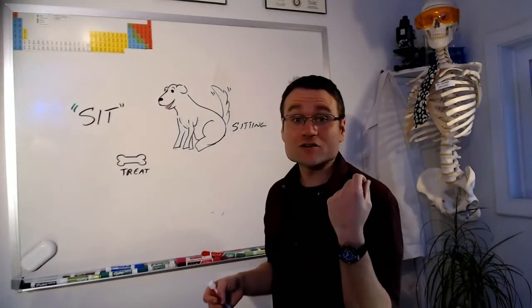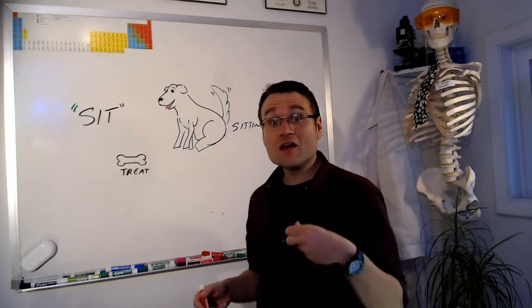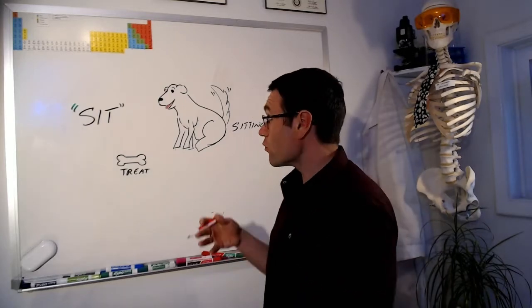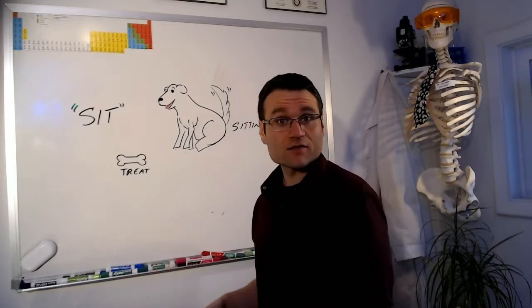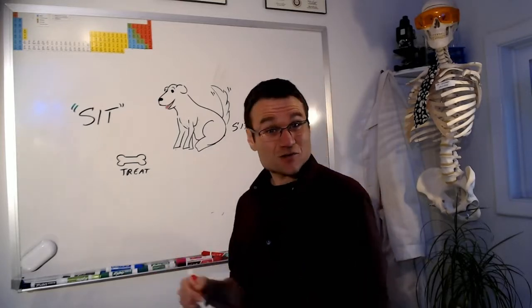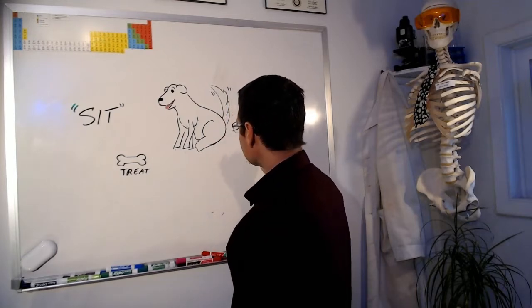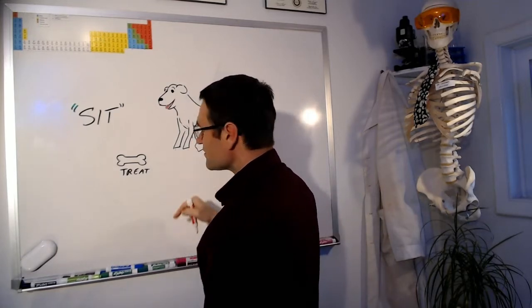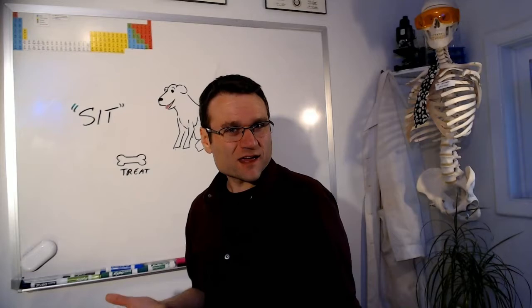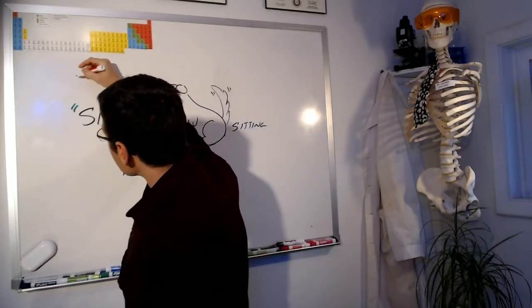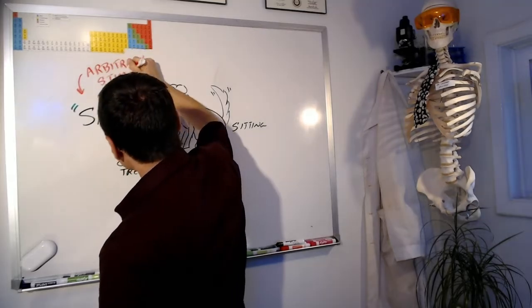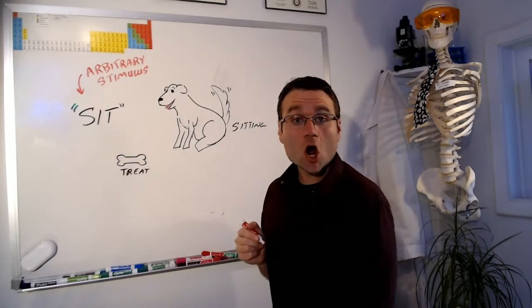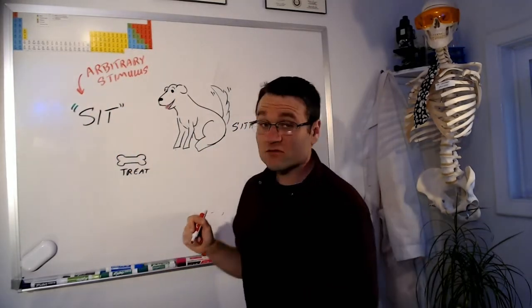If you want to train a dog to sit on command, one of the best ways to do it is just to wait for the dog to sit on their own, of their own accord. They get tired, they sit down, and then you say, sit, good boy, sit, right? And what is that word sit? Well, it doesn't really mean anything to the dog. They can't understand English. So the word sit is an arbitrary stimulus, right?